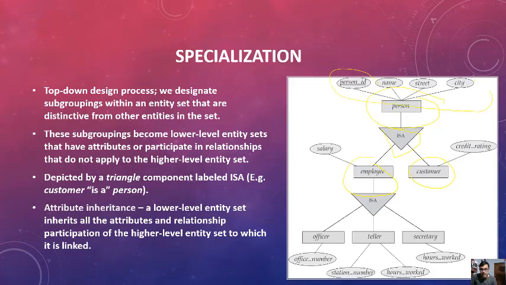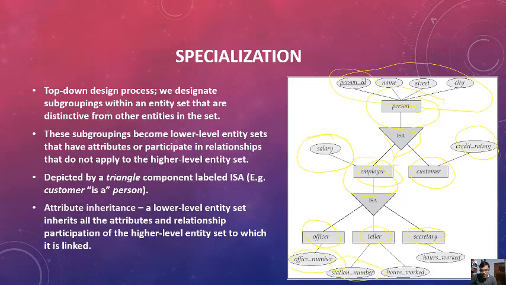An employee we have divided into three types: officer, teller, and secretary. In case of an officer, he has an office number. In case of a teller, he has a station number and hours worked, and in case of a secretary, he has hours worked. So a person is specialized into employee, and employee is specialized into three categories: officer, teller, and secretary. Each has its own attribute set. So a teller is specialized from the employee, and employee is specialized from the person.